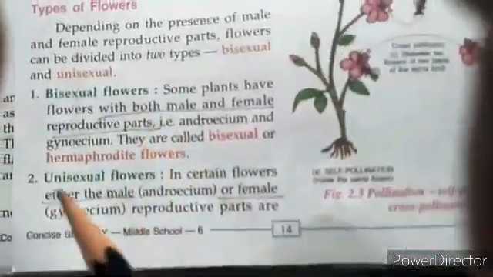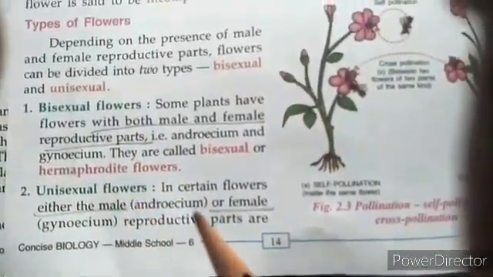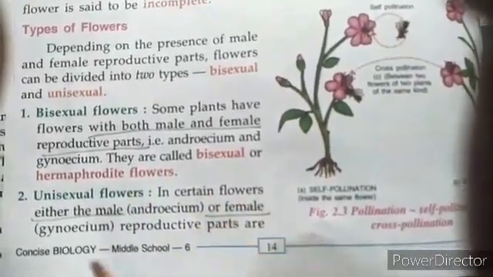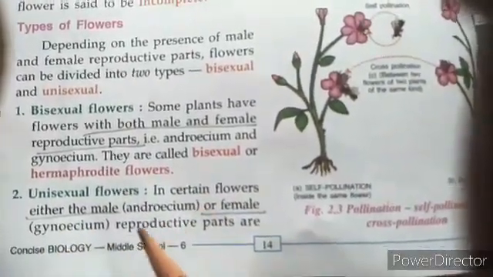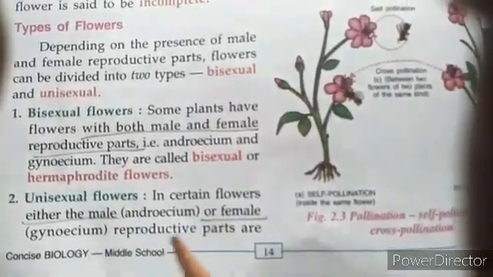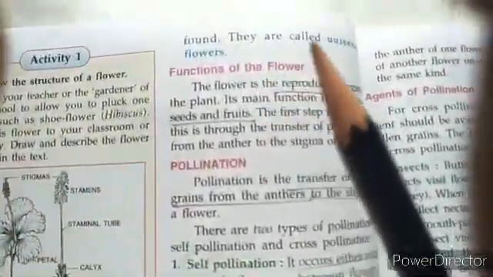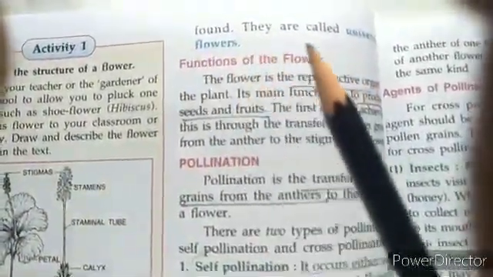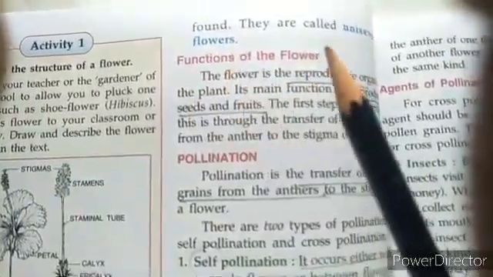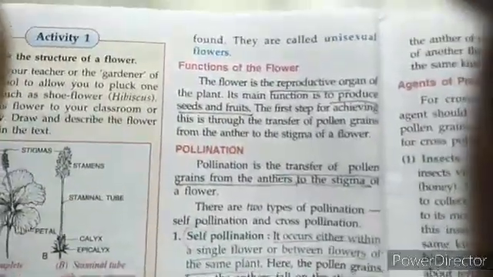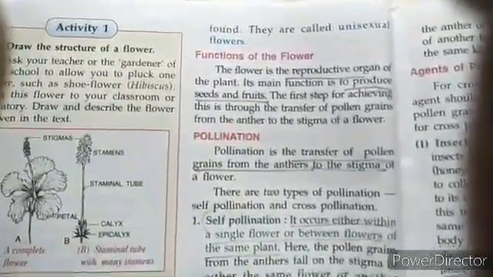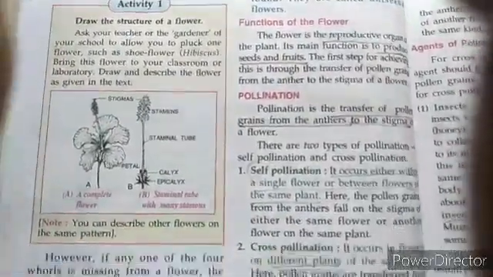The second type is the unisexual flower. In certain flowers, either the male androecium part is present or the female gynoecium reproductive part is present. So there can be certain flowers that have only male or only female parts, and they are known as unisexual flowers. Unisexual flowers means having either androecium or gynoecium. I believe by now that should be clear.